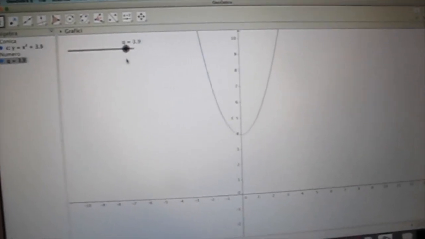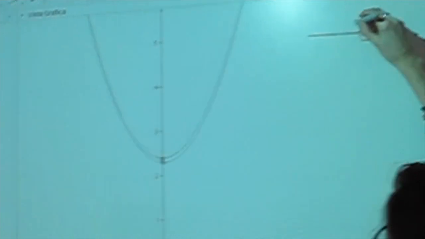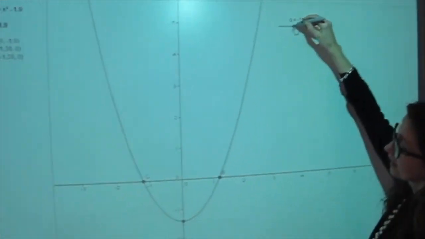In this case, with Q greater than 0, the parabola only meets the axis of the ordinates. If Q equals 0, the parabola intercepts the axis at the point of intersection of the two axes. If Q is less than 0, you have an intersection point on the axis of the ordinates and two intersections on the x-axis.